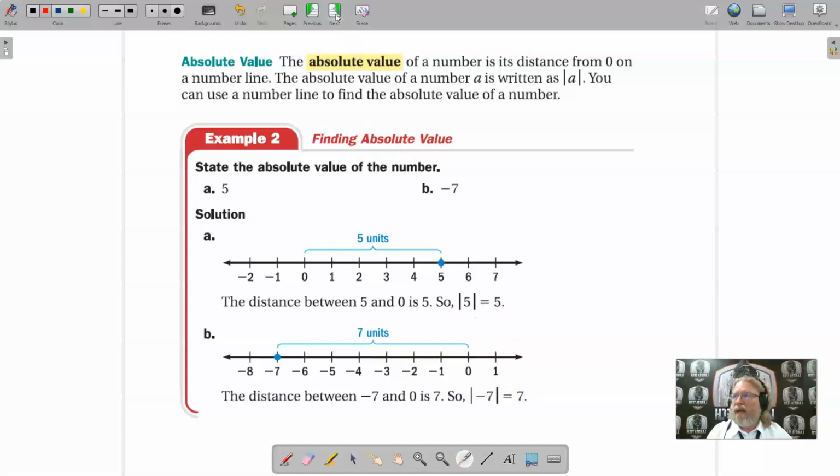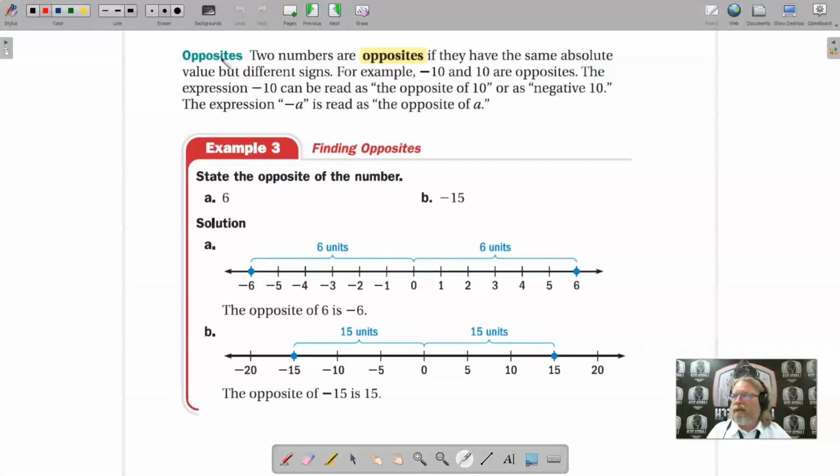Either way. Looking at the next section, we have opposites. So, two numbers are opposites if they have the same absolute value, but different signs. For example, -10 and 10.